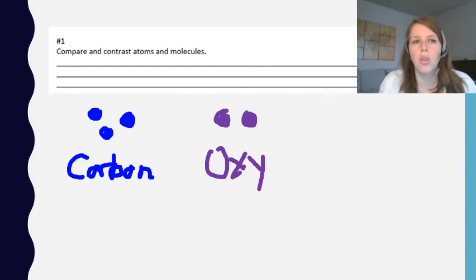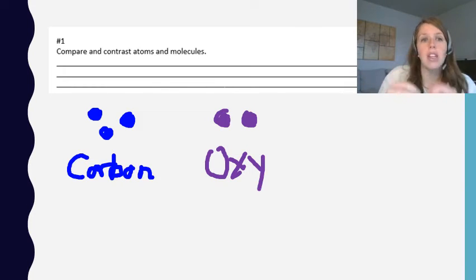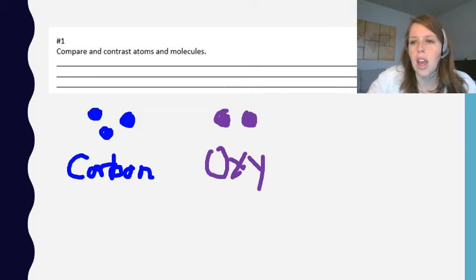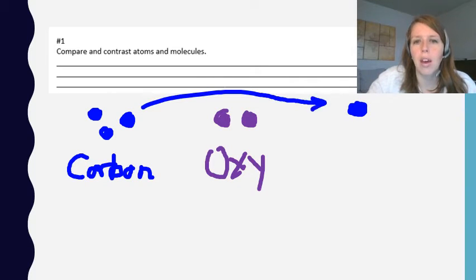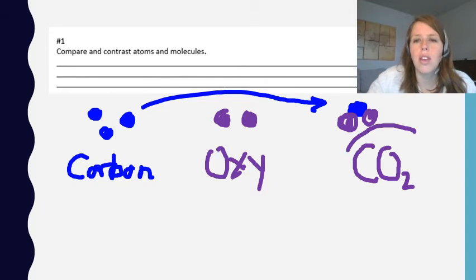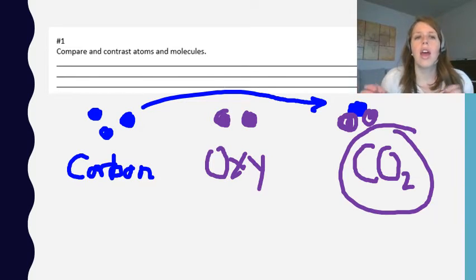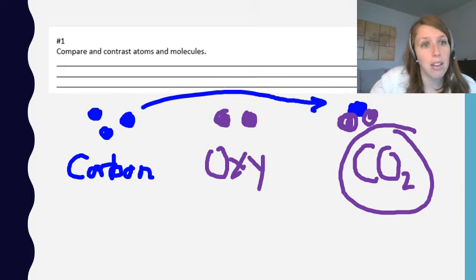Now molecules are when you start to build those things together, all right? So I could take carbon, and I could attach a carbon atom, and then I could take these two oxygen atoms and I could put those together, and that would actually make CO2, carbon dioxide, right? So this right here is a molecule, and atoms are when they are by themselves.